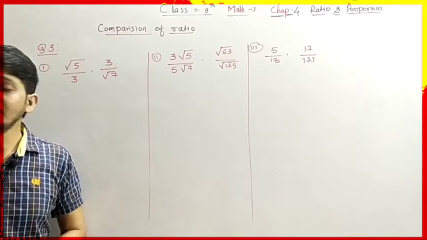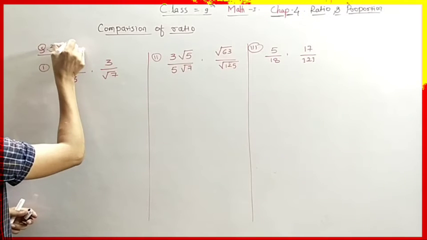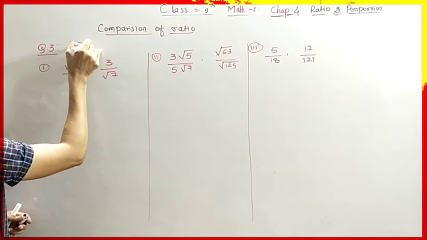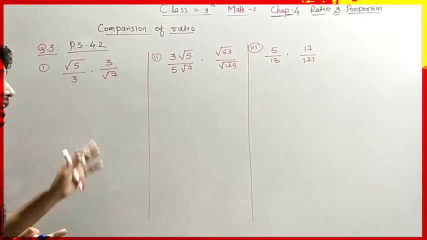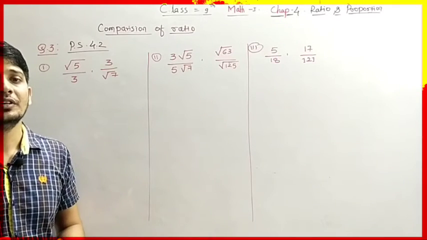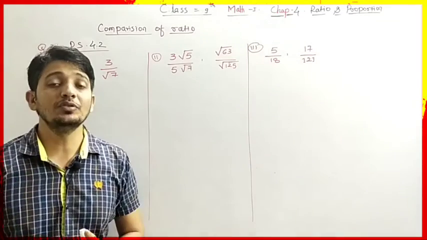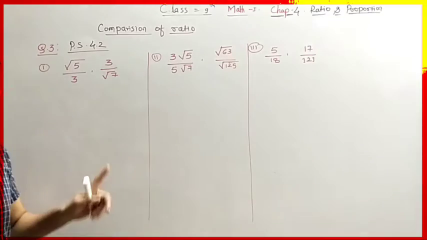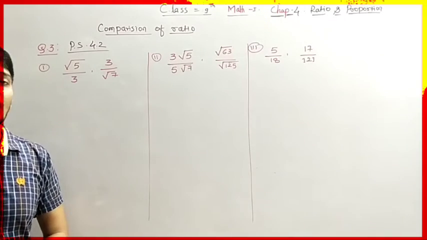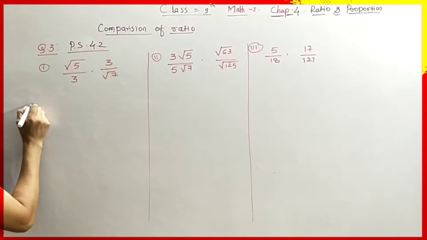So in our practice set 4.2, it is the third question, which says compare the given pair of ratios. We have here 1, 2 and 3 problems, and there are 2 more problems that will be homework for you. After solving this you can easily solve the other problems also. So first we are going to solve the solution.